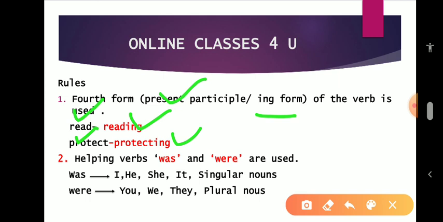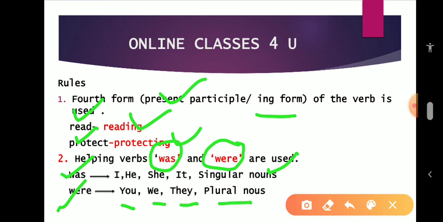Now there are two helping verbs that are used, was and were. So we should know where we will use was. Was is always used with the first person singular I, third person singular he, she, it, and singular nouns. Where will we use were? With you, which is the second person singular and plural both, and we, which is the first person plural pronoun, third person plural they, and all plural nouns will take were as a helping verb.